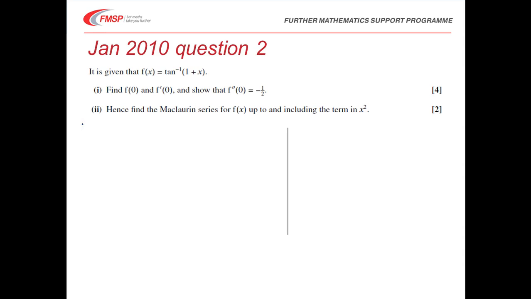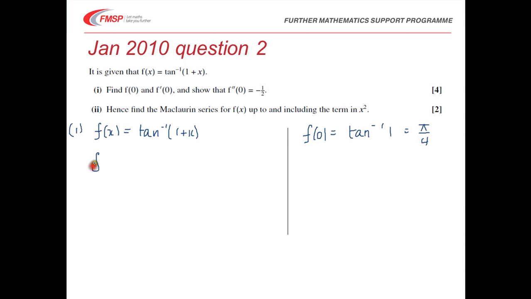So part 1, first of all, if we do that over here. So in part 1 we know that f of x is tan to the minus 1 of 1 plus x. So it says find f of 0, so we can substitute in x equals 0 and we get tan to the minus 1 of 1. So that means that that's the angle whose tan is 1 is pi over 4. So we've got the first bit.